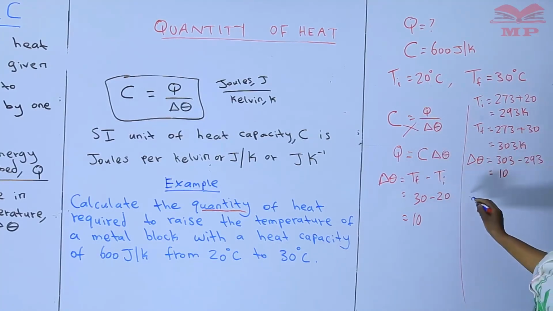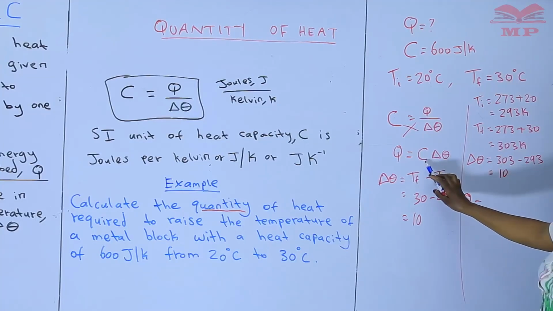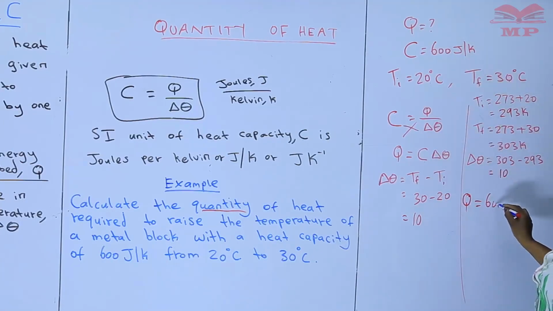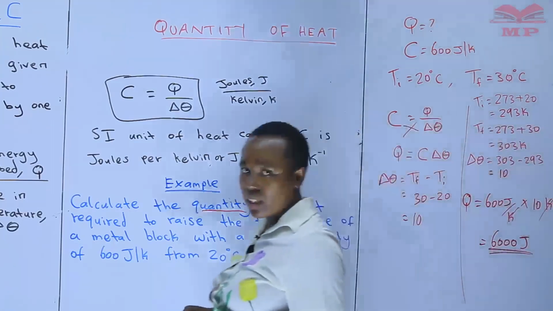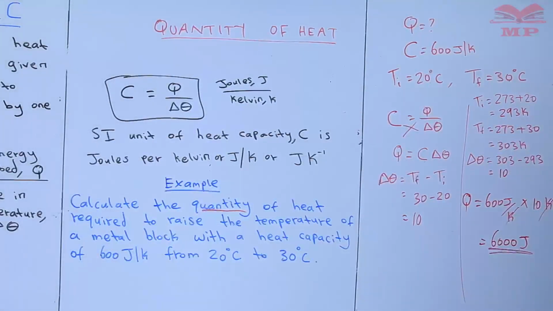So from this, finally, we can get that our Q will be the heat capacity, which is 600 joules per Kelvin, multiplied by the change in temperature, which is 10 Kelvin. So the Kelvin will cancel. So we end up getting 600 times 10. We end up getting our answer as 6,000, and these are joules. So the quantity of heat that will be required, therefore, is 6,000 joules.